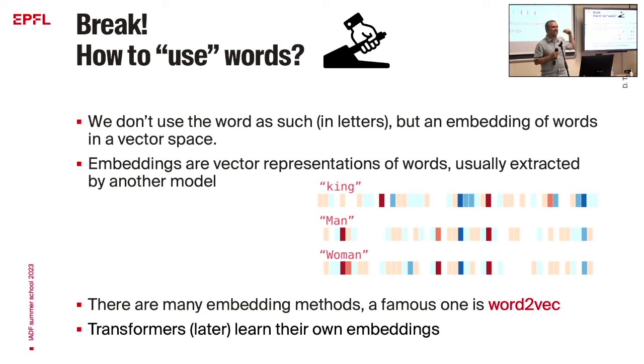That's exactly the next slides, yeah. So you can either use a method that exists like Word2Vec. Word2Vec is an embedding method that has been trained before you, and you take the words, you pass them into Word2Vec, you get a vector. Or in a transformer, it starts randomly and it learns it. It's part of the learning process.